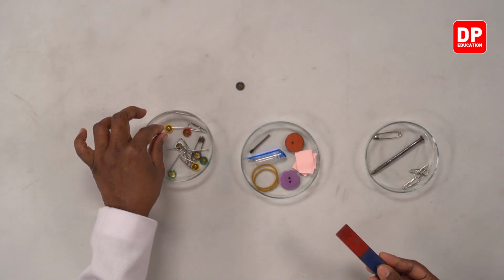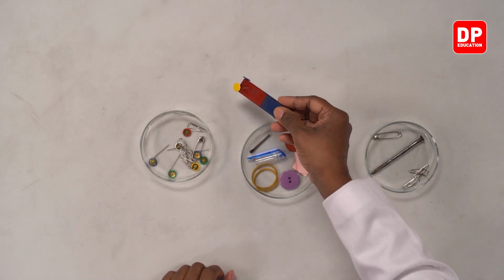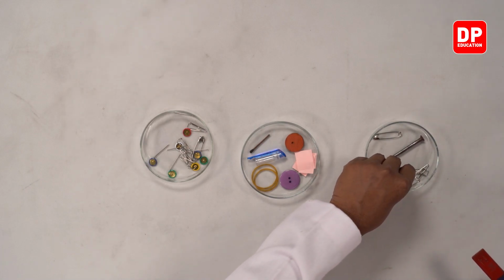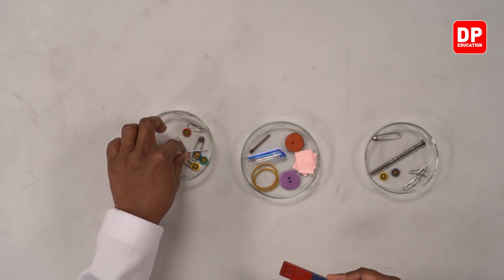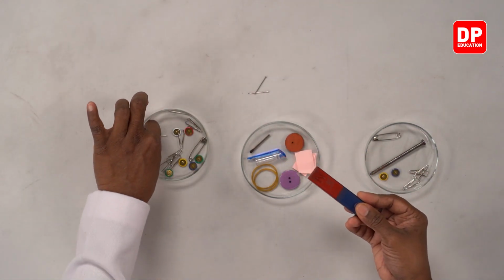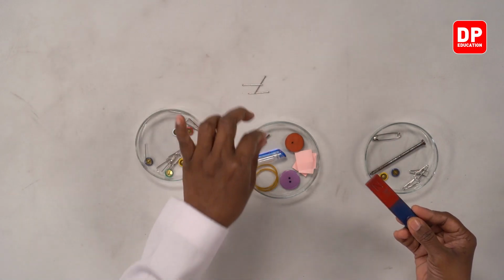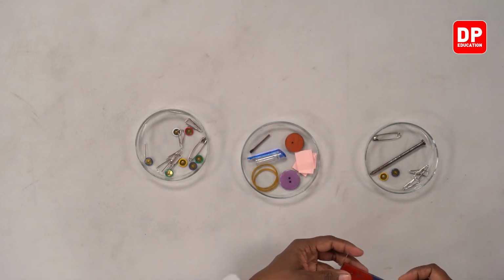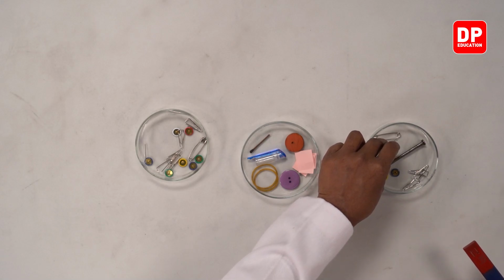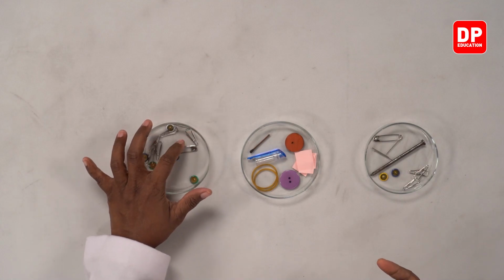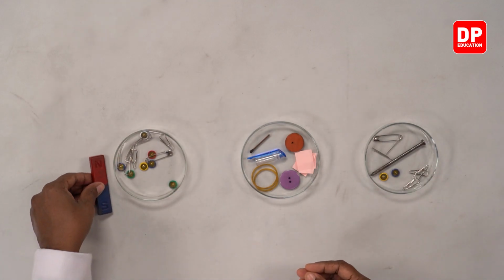Here I have some board pins. You are familiar with board pins. Now board pins also get attracted to magnet. Then I have some head pins. Now head pins, they also get attracted to magnet. Now in this dish I have some more paper clips, safety pins and board pins, but I have already tried those out. So now I have separated out all the objects.